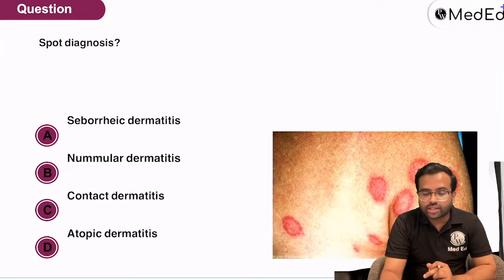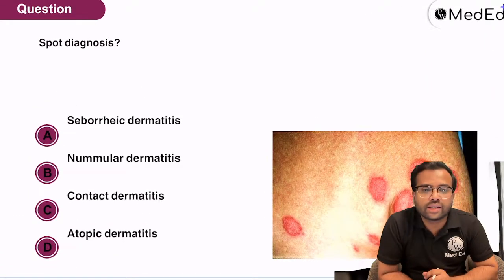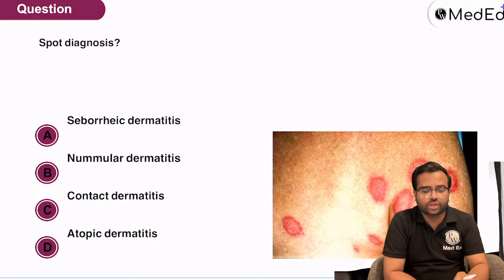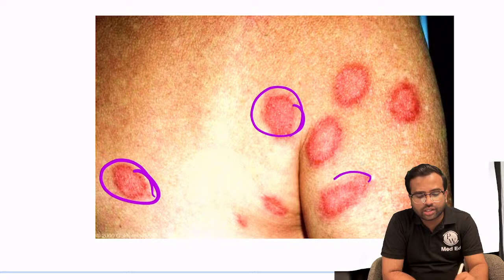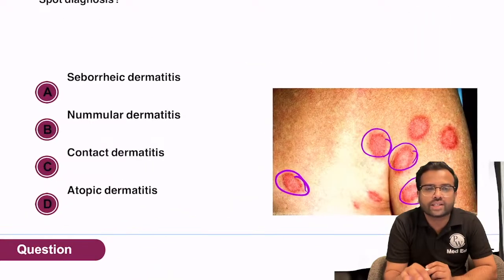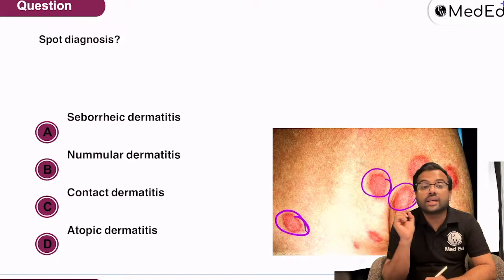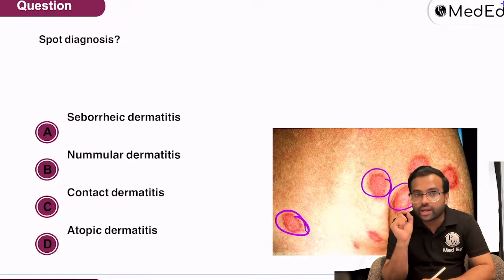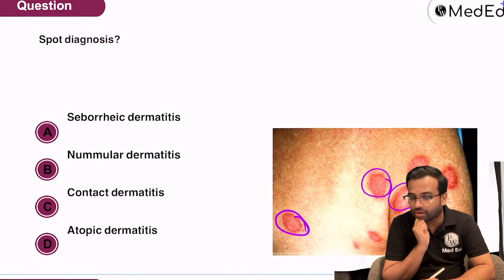So now let's see the next question. In the next question, what is the spot diagnosis? Here I can see multiple lesions which are almost annular or rounded. Is it seborrheic dermatitis? Is it nummular dermatitis? Or is it contact dermatitis or atopic dermatitis?